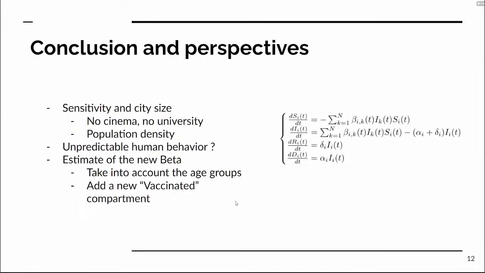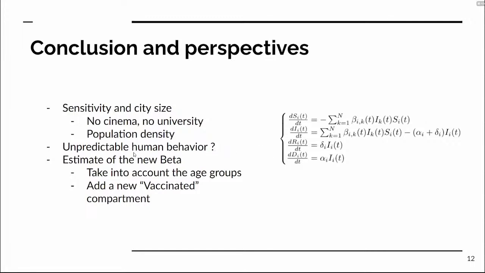So here is some perspective to ameliorate the model. One idea would be to use a new compartmental model. For example, this one will consider age ranges. Each E is an age range, and the beta is the rate of infection between the two age ranges. For example, between the E and the K, and that's one of the possible ameliorations.